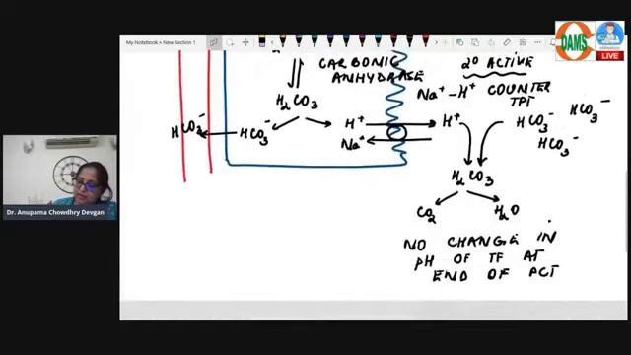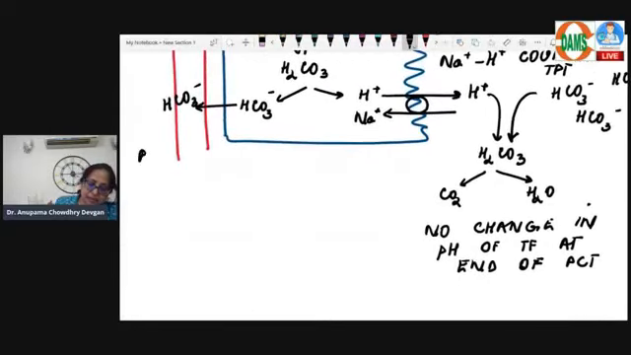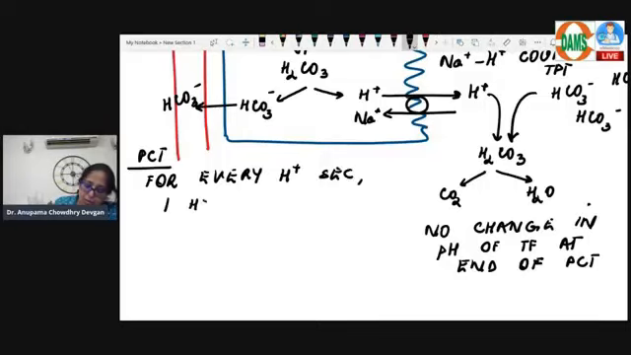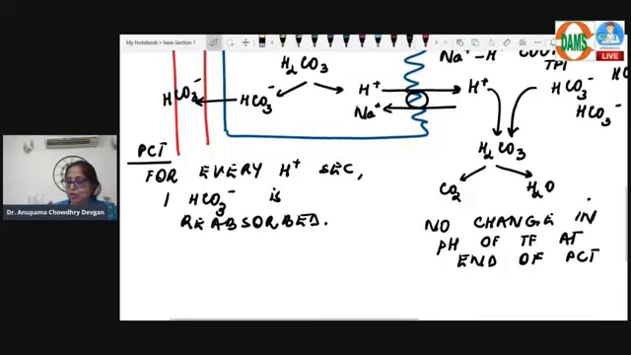Now in the PCT, for every H plus secreted, one bicarbonate is reabsorbed. How is it reabsorbed? One bicarbonate is disappearing from the lumen and one bicarbonate is entering into the blood. What is reabsorption? Reabsorption means to disappear from the lumen and appear in the blood. And that's exactly what's happening.